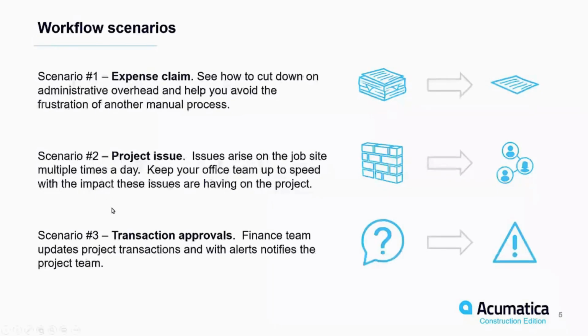And then the third scenario is approvals, right? Transaction approvals. The finance team needs to be updating the project transactions, and alerts and notifications can go out to those mobile devices, whether it's a smartphone or an app or a tablet, and automatically update those folks. Hey, this purchase order needs to be approved. This expense claim needs to be approved. And then once it's approved, automatically going back and updating the project and the finance team that this has been approved. So we're going to walk through those scenarios today.